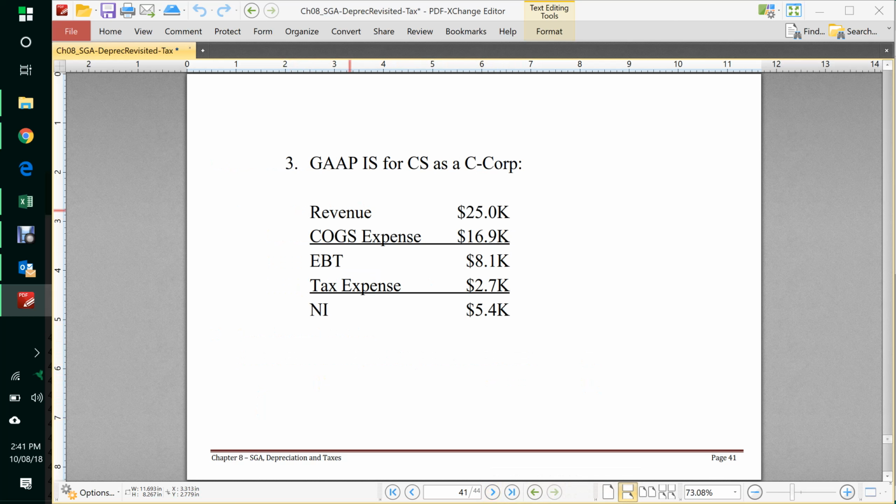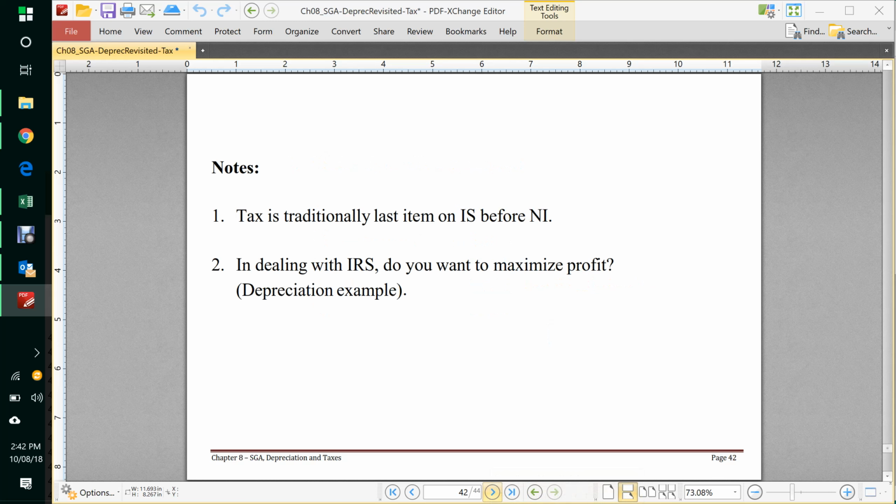Okay, so now finally, with those two steps in hand, we can complete the income statement for Container Space as a C Corp. We have revenue, all their expenses, earnings before tax. The last thing before net income is the 2.7 thousand tax. We subtract that from earnings before tax, and we get their net income, which is less now, $5.4 thousand. So that's the way it would work in a nutshell for them as a C Corp.